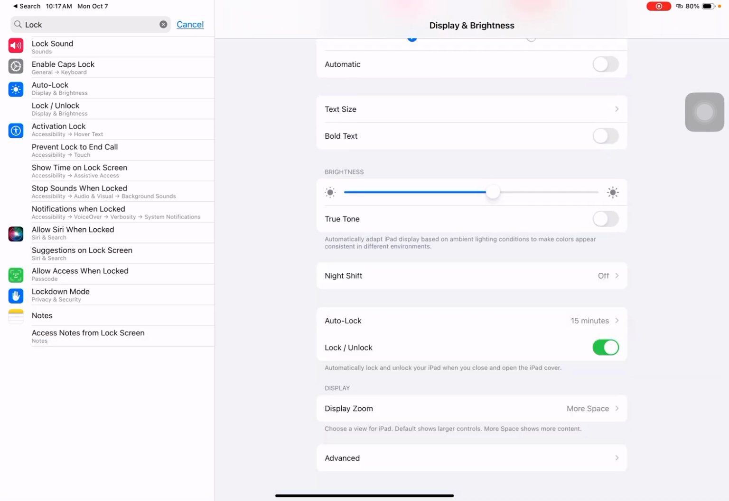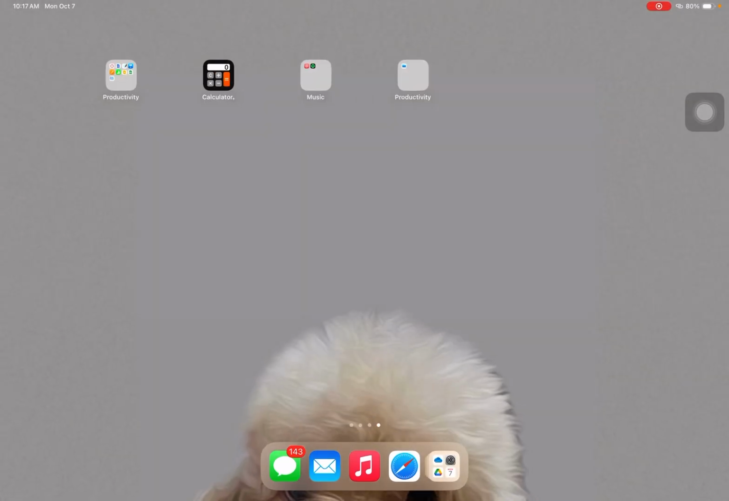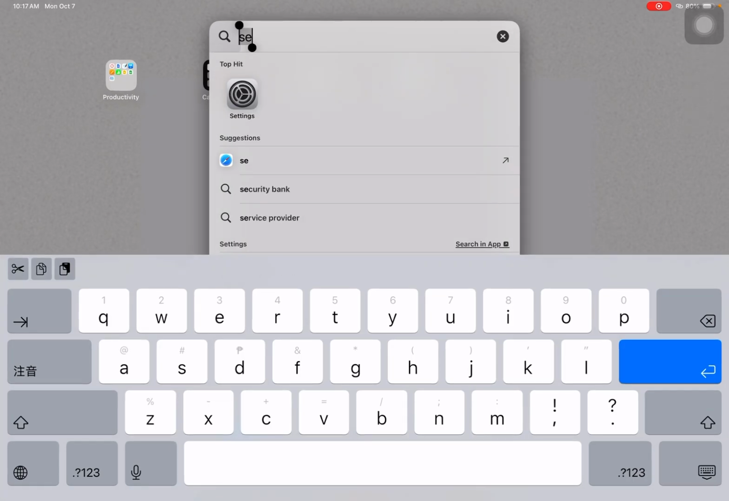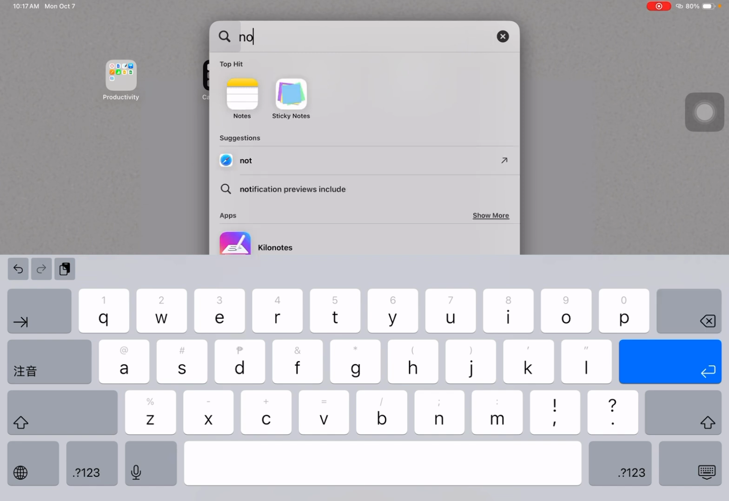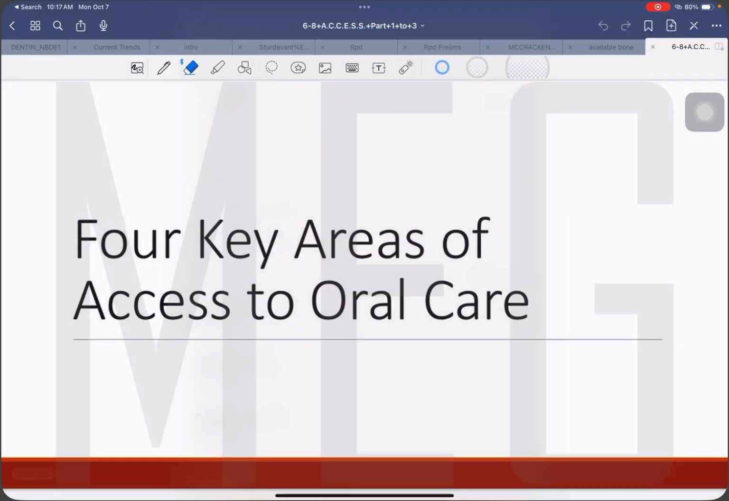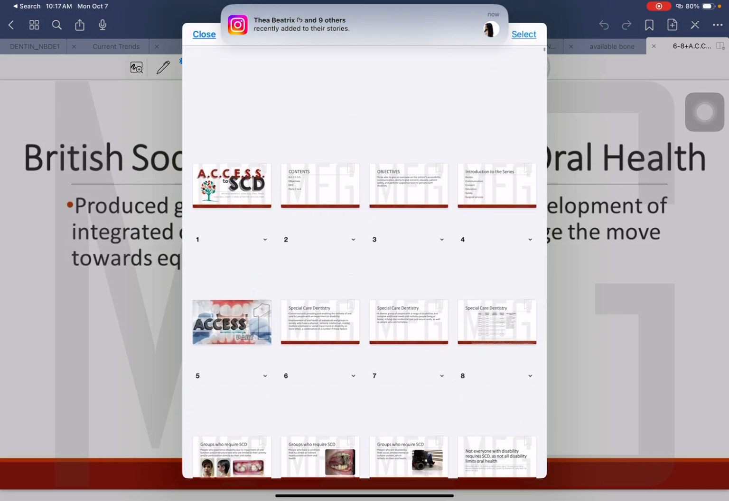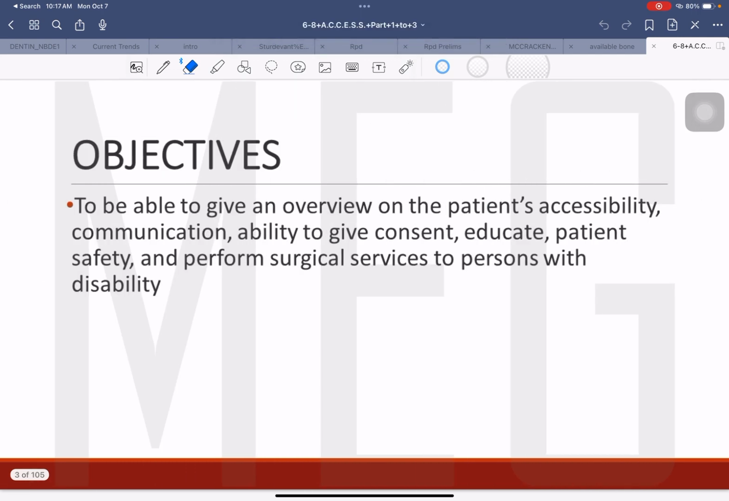Okay? So now let's start with ACCESS. And this is what we use in determining how we are going to communicate or how we actually manage the patient in our own dental clinics. So these will be the contents: the ACCESS, or the accessibility, communication, consent, education, safety, and the spread.